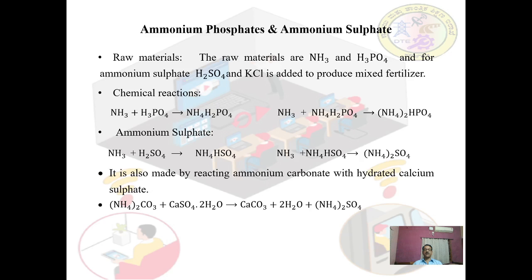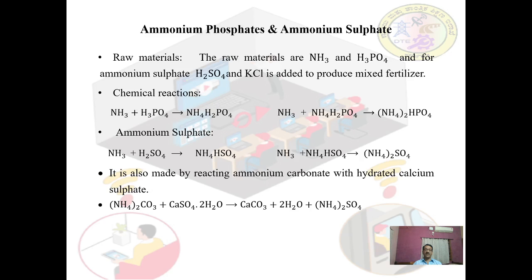Here, for the production of ammonium phosphate, the raw materials required are liquid ammonia and phosphoric acid. For ammonium sulfate, it requires ammonia and sulfuric acid. Then potassium chloride is added to produce a mixed fertilizer. The reactions involved in the production of ammonium phosphate: ammonia plus phosphoric acid gives ammonium biphosphate. This ammonium biphosphate, in the presence of ammonia, gives ammonium diphosphate.